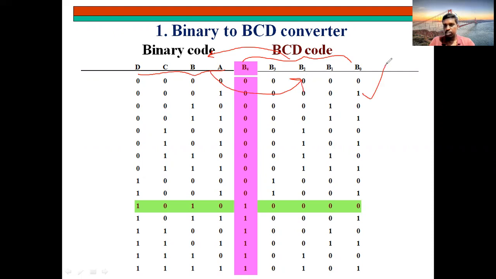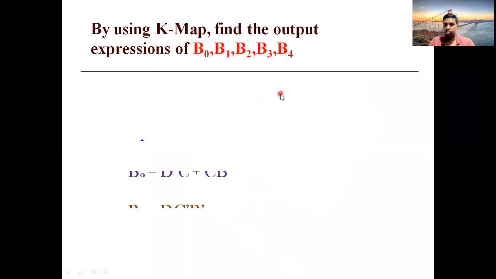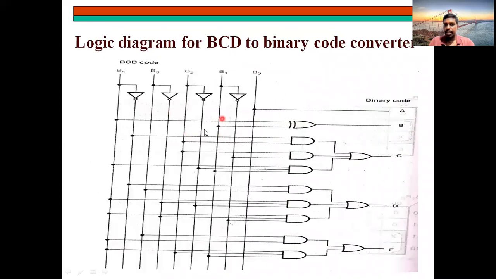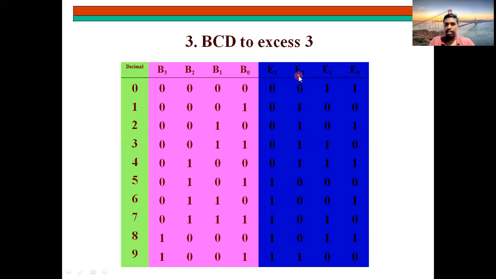Here the outputs will become inputs, and the inputs will become outputs. That's it. Just copy the table, but write your left side columns to the right side and the right side columns to the left side. That will become your truth table, and then as usual K map and as usual logic diagram. So you will get this logic diagram. You will get this as your answer for BCD to binary.